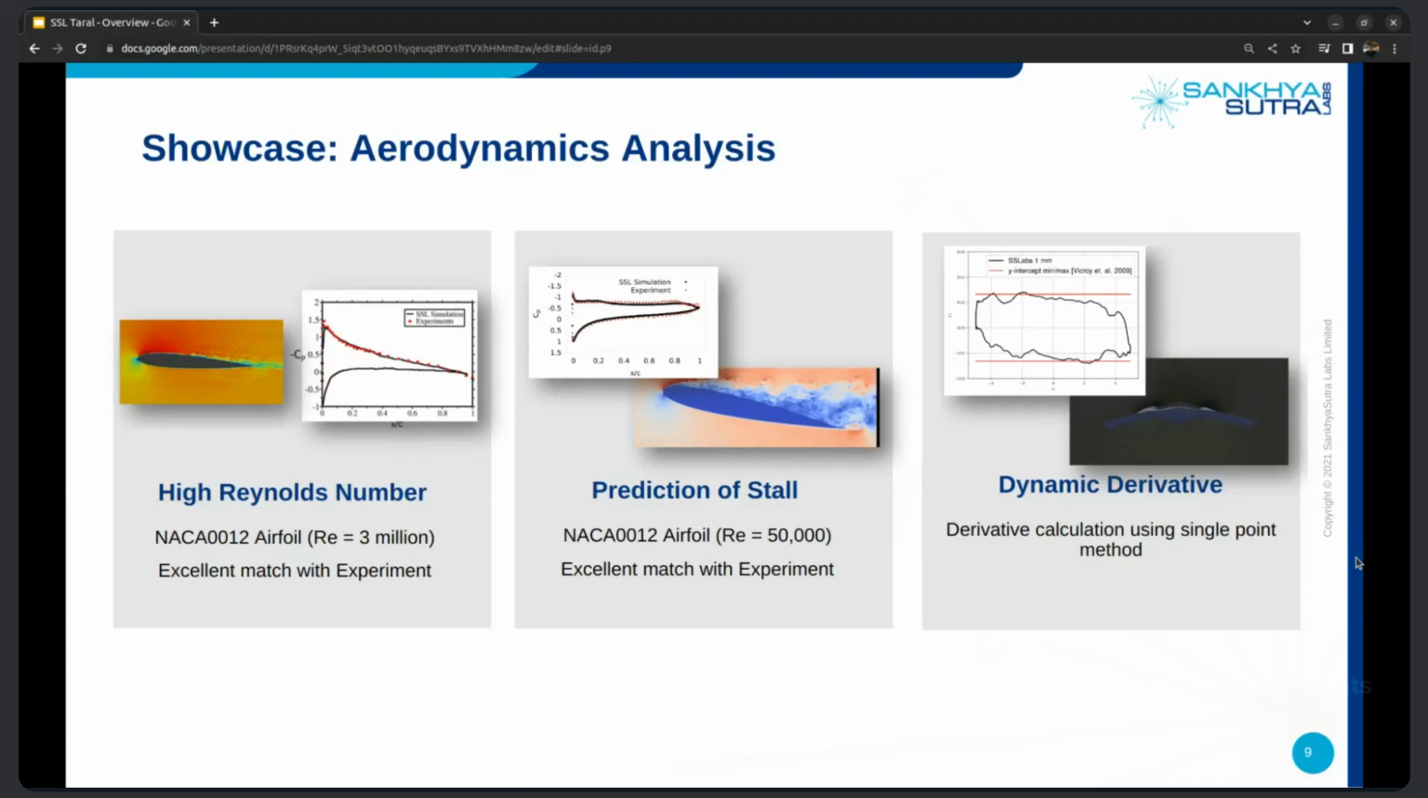And when it comes to simulation of separated flows, or similar prediction of stall, you see again from the center image and the animation that we are able to capture the details of the flow and the correct pressure distribution over the suction and the pressure sides for this NACA 0012 airfoil that was run at a Reynolds number of 50,000. And now I told you about doing dynamic stall and things like that, right?